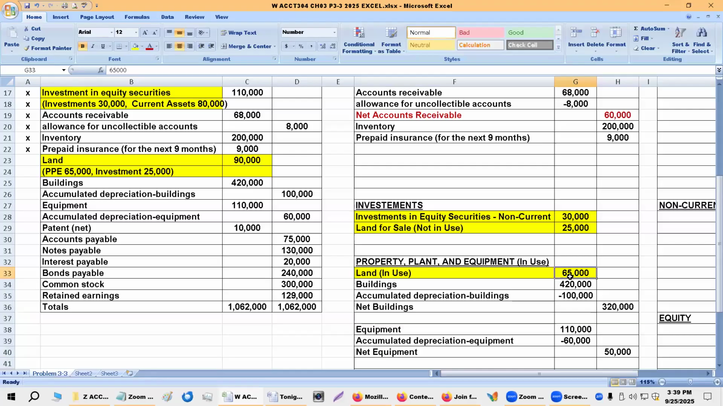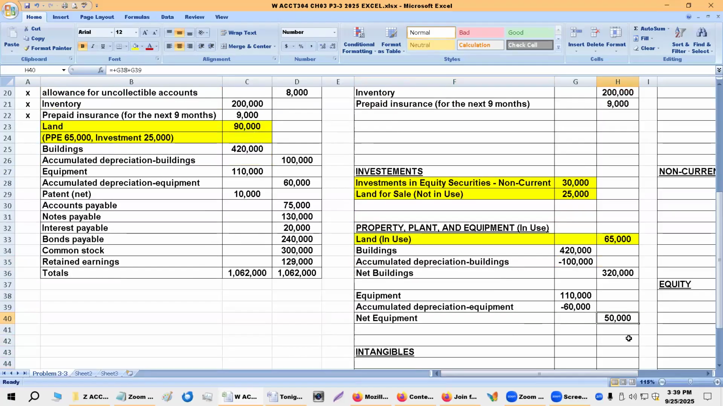And I'm gonna do something up here. I'm gonna say that's 65,000. Get rid of that one. That's the total. So this is the total for the buildings, or the net for the buildings, and this is the net for the equipment. I think that's it.